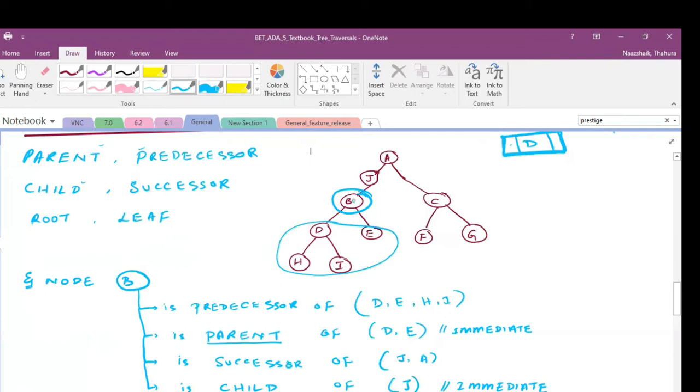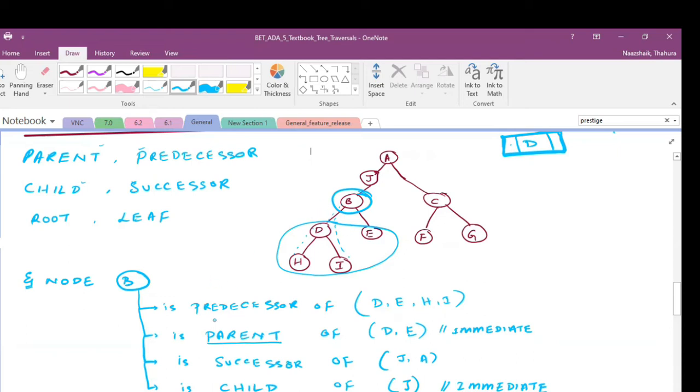That means B is like the parent, and all your underlying subtree come under that. If you see D, it is coming out of B. If you see E, it is coming out of B. Even H, indirectly, if you go up, it is getting connected to B. Even here, it gets connected to B. So H and I are indirectly connected to B. But if B is not there, none of these nodes will be there. So that is why B is the predecessor of all of these.